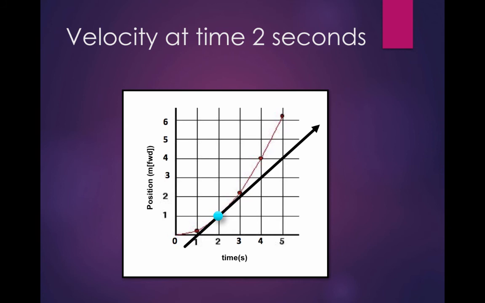To do so, we'll choose any 2 points on the black line to calculate the slope. We'll choose the coordinate points at time 1 second and at time 5 seconds. The velocity at time 2 seconds equals 4 minus 0 meters forwards divided by 5 minus 1 seconds. That equals 4 meters forwards divided by 4 seconds. The instantaneous velocity at time equals 2 seconds is 1 meters per second forward. It's important to remember, when calculating instantaneous velocity, we use 2 points on the tangent line that we drew and not 2 points on the original curve.